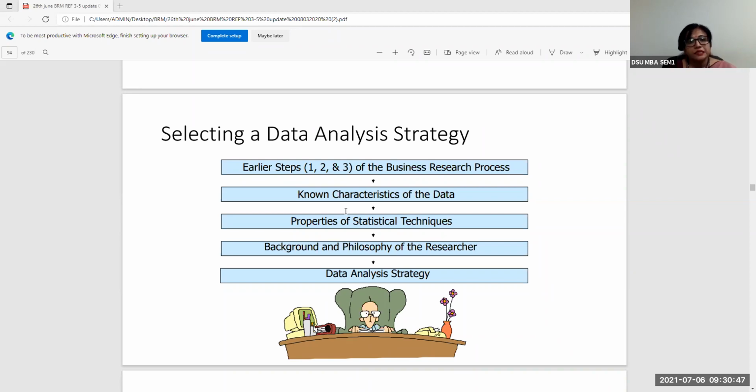So properties of the statistical techniques that you want to use, you want to find out what is the kind of confidence level that you want to use, what is the kind of precision level that you want to use, what is the kind of coefficients that you want to have. All of these things, you have to understand the statistical techniques.